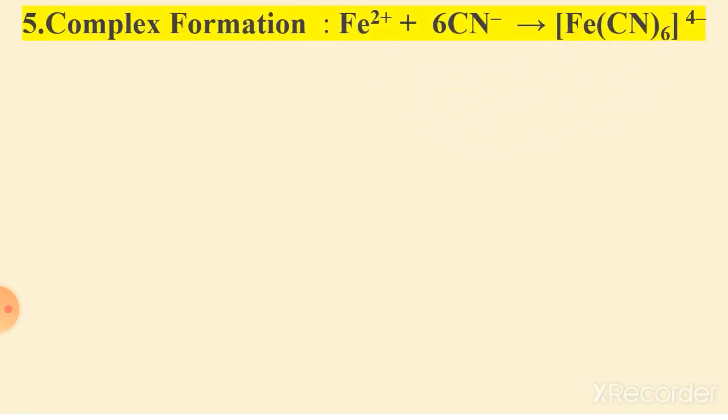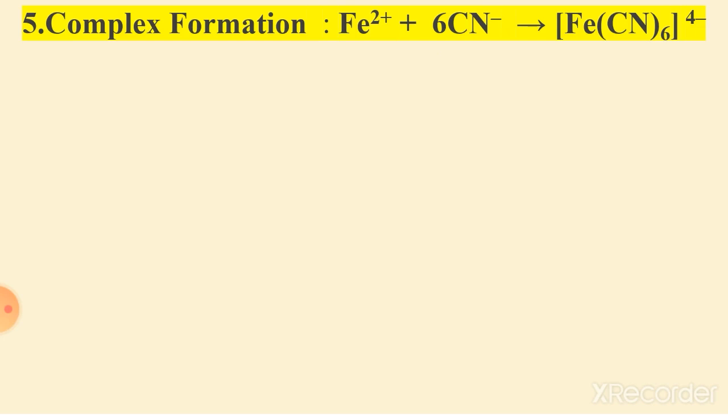Now let us focus on the fifth property, complex formation. This is also known as coordination compound. Look here, Fe2+ when reacted with 6CN-, they form a compound. This compound is called a complex compound.